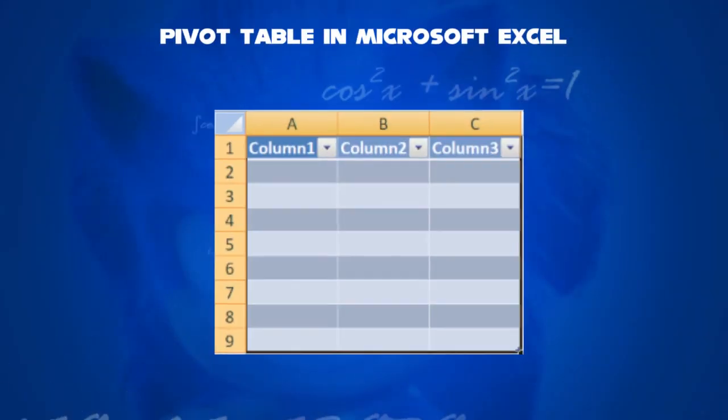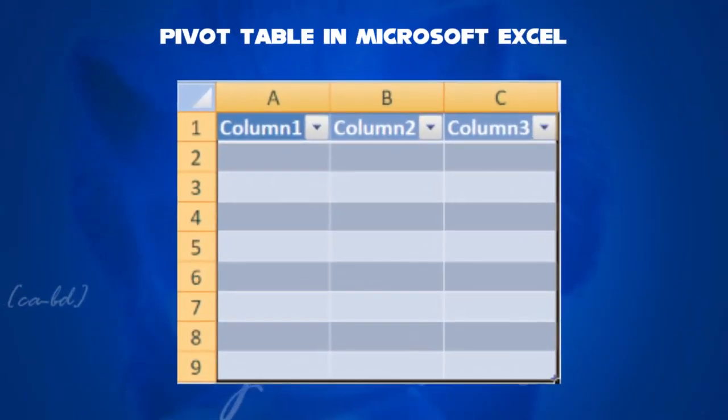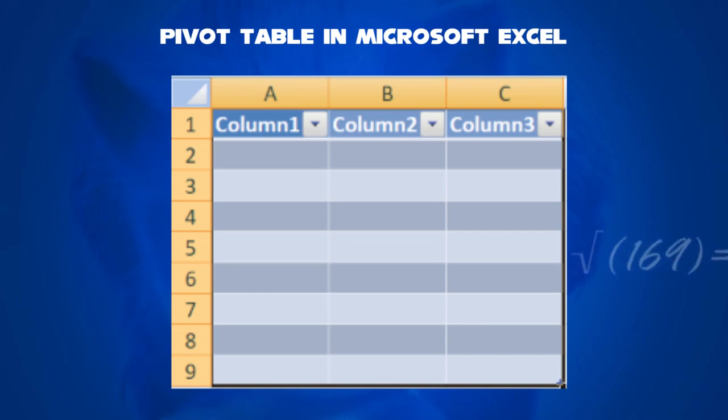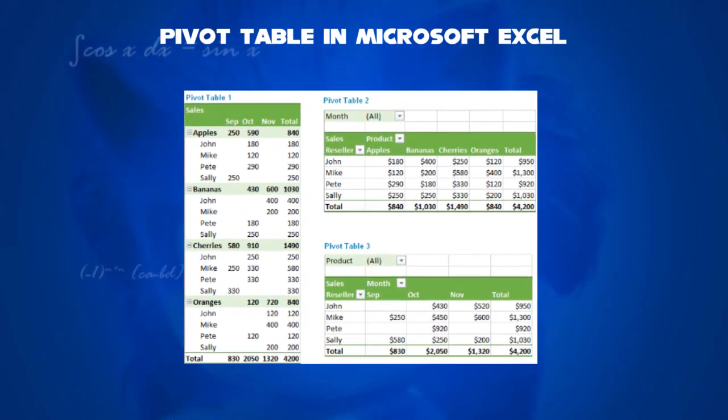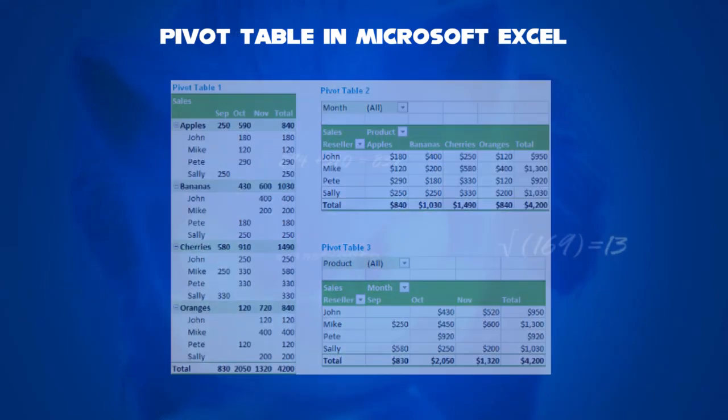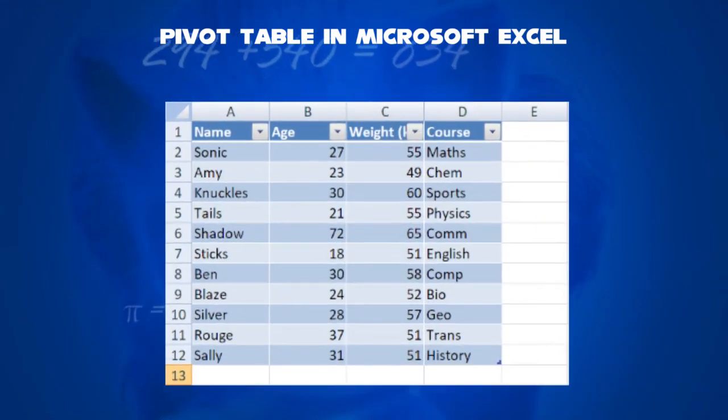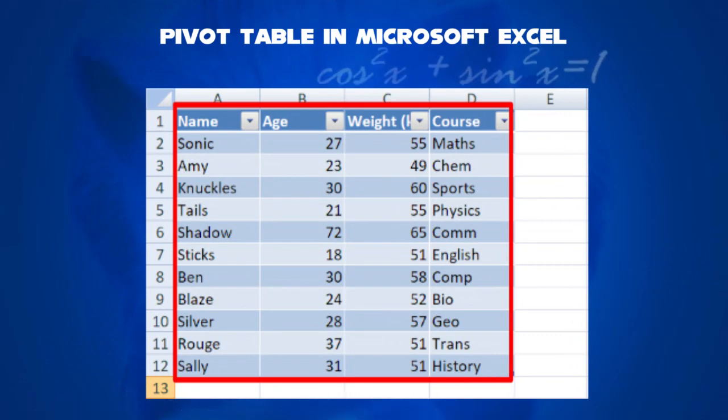In the last video, we have seen how to create a basic table, and we have changed its style and color. Now, how to create a pivot table. A pivot table is an interactive way to quickly summarize large amounts of data. First of all, you have created a table in Microsoft Excel in the last video.